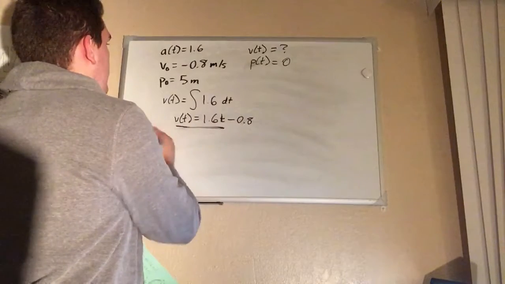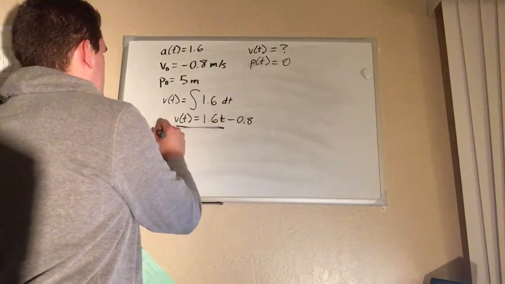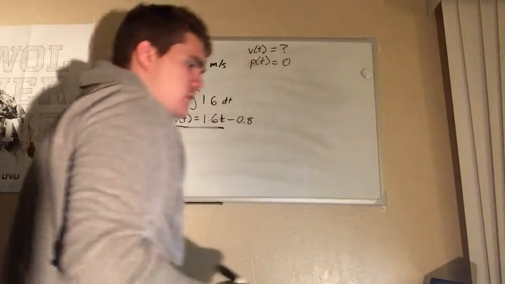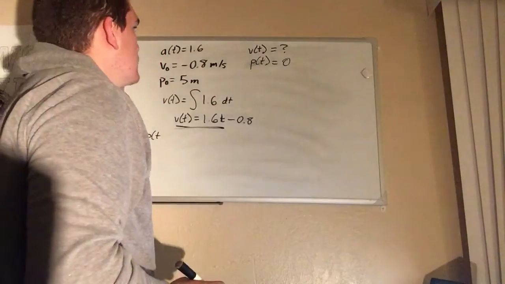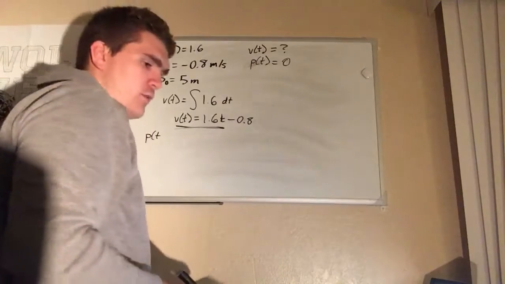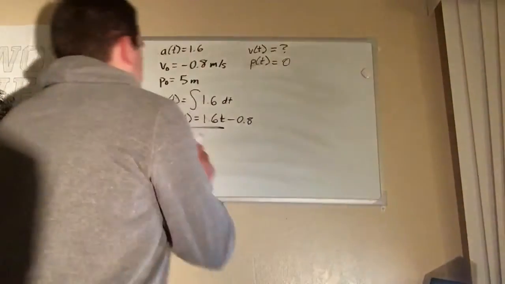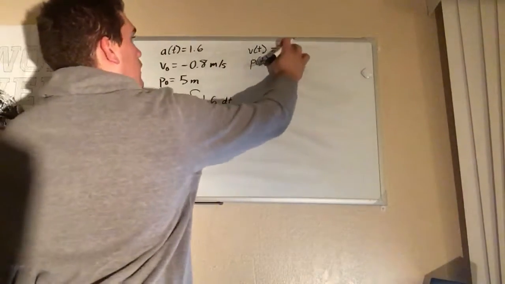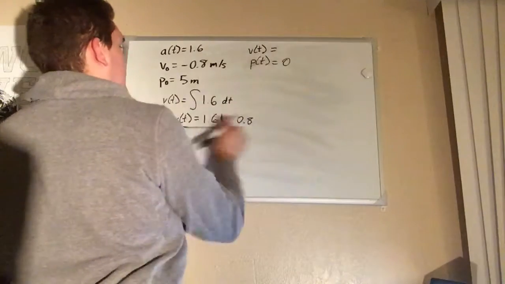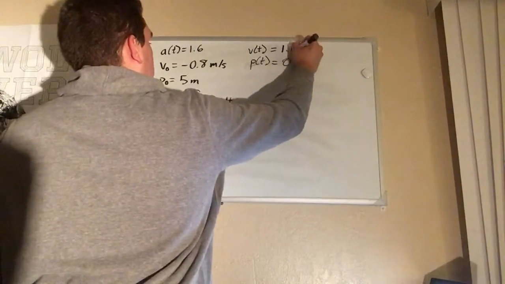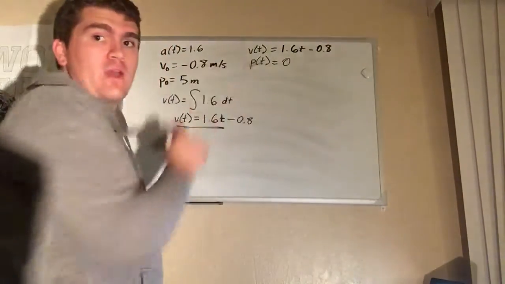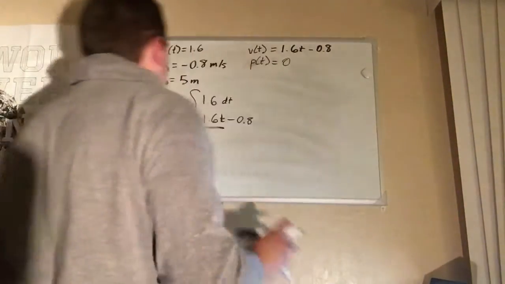Now, to find the position function, well, we don't need to find the position function quite yet. Maybe we do. We'll find it in a minute. Yeah, so we do need to find it right now. But right now, I'm just going to write this up here. So v of t is equal to 1.6 t minus 0.8. So now we have a vital piece of information.